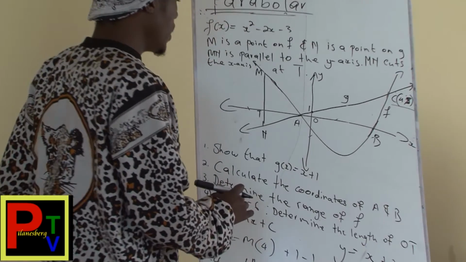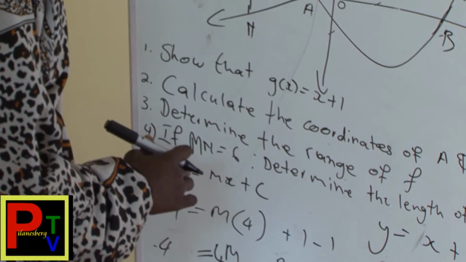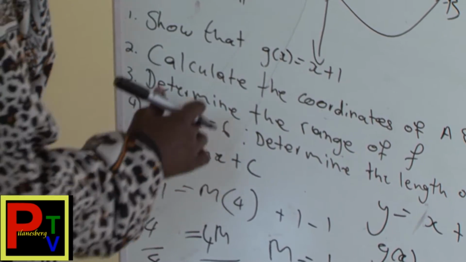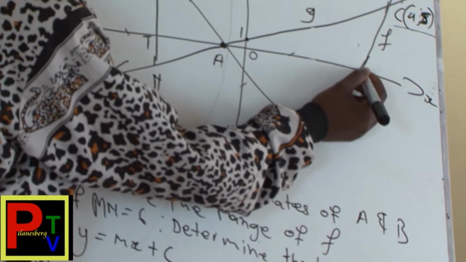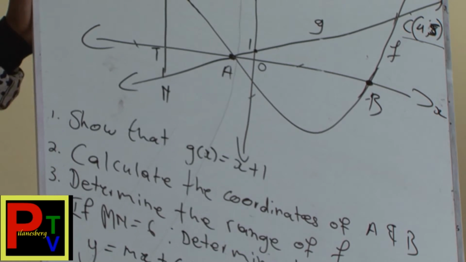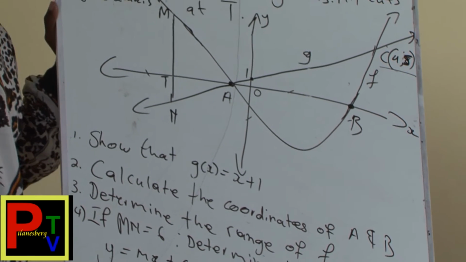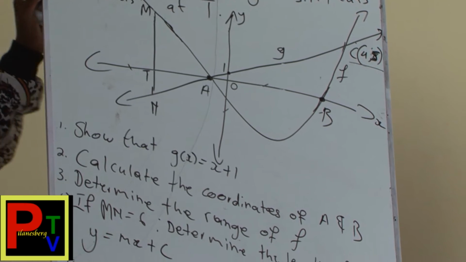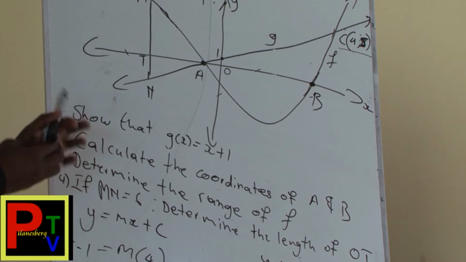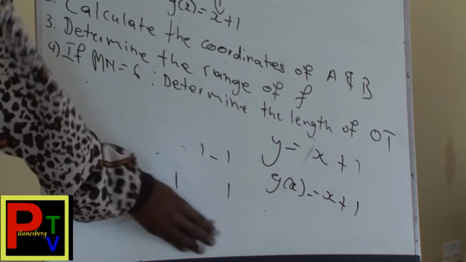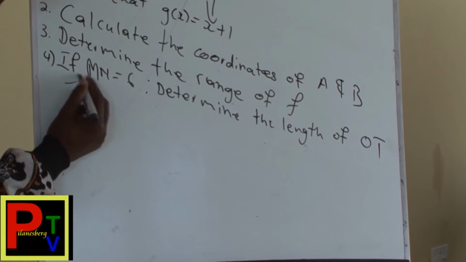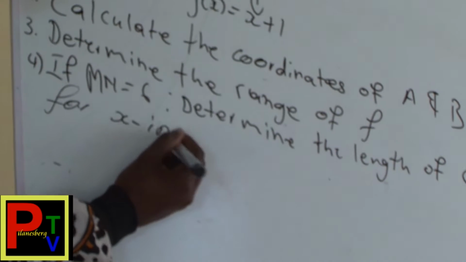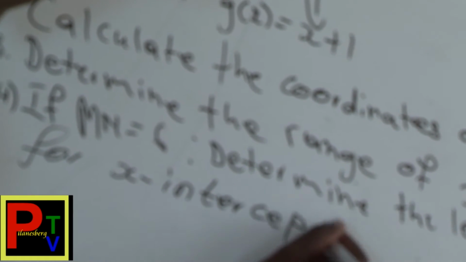They are saying calculate the coordinates of A and B. Then we try to check. Where's your A? Here's your A here. Then where's your B? Here's your B. Therefore, in other words, they are simply saying find the x-intercepts. And how do you find the x-intercepts? We know always, for x-intercept, y is equal to 0.